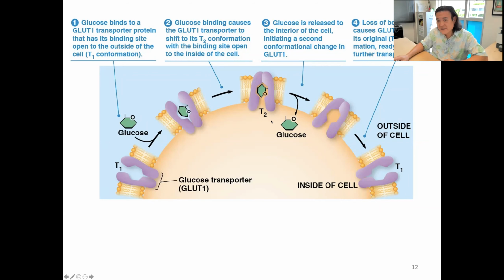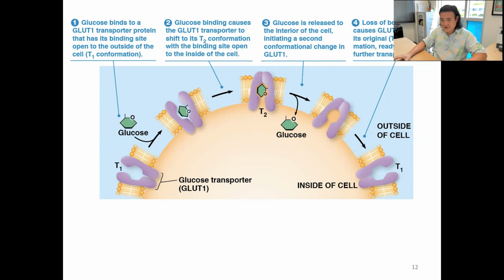So it opens to the inside of the cell. Therefore, the glucose molecule, because remember, this glucose molecule is not covalently bound here, it literally is just sitting here because of shape. So when it opens to the inside of the cell, there's the likelihood that it can fall off. And then it's inside. The glucose has now been moved to the inside. And then the GLUT1 transporter, without the glucose in it, resumes its T1 conformation.